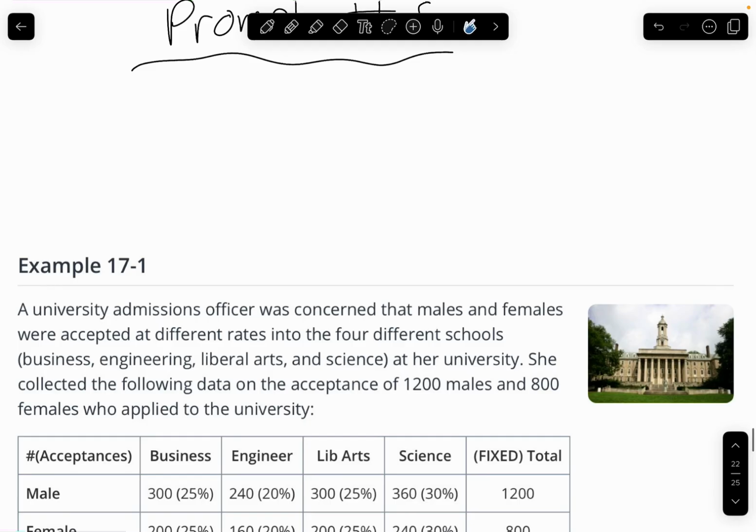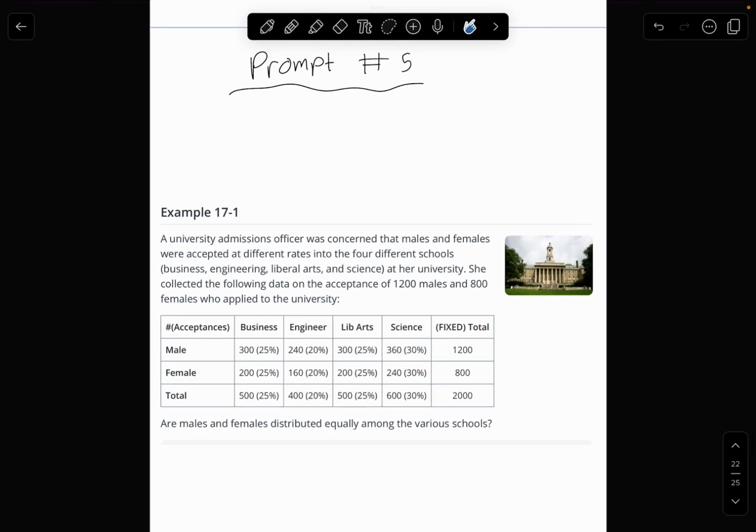Now here's the last practice prompt. A university admissions officer was concerned that males and females were accepted at different rates into the 4 different schools: business, engineering, liberal arts, and science at her university. She collected the following data on the acceptance of 1,200 males and 800 females who applied to the university. Are males and females distributed equally among the various schools? I'll give you a second to think about the answer.